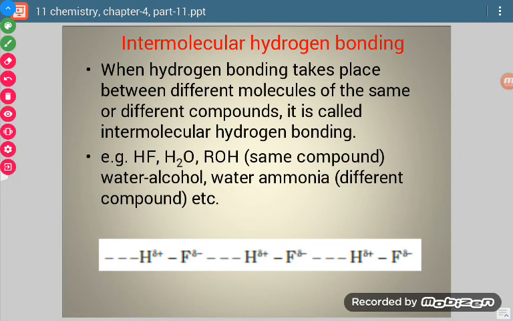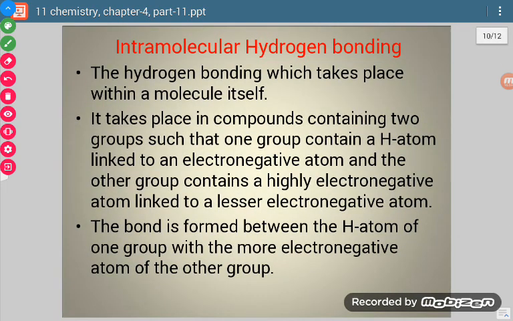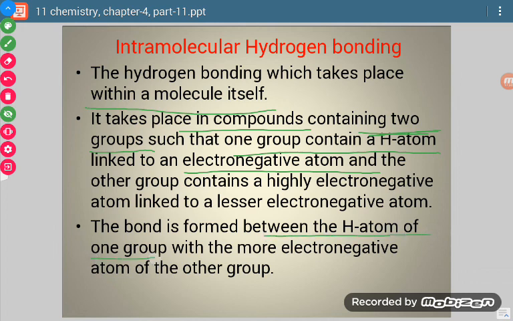Okay. Now intramolecular hydrogen bonding means it takes place within a molecule itself. Okay. So how is it possible? When in the given compound there are two groups, one group contains a hydrogen atom and the other group contains an electronegative atom. Okay. So if this happens, then there is a possibility of formation of hydrogen bond. So the hydrogen atom of one group forms the bond with the more electronegative atom of the other group.